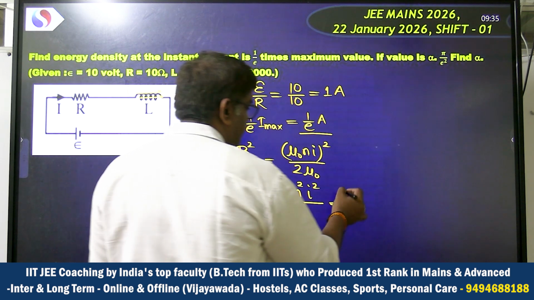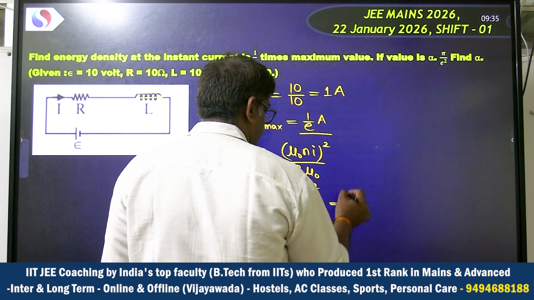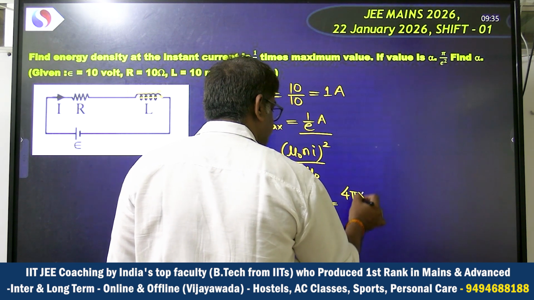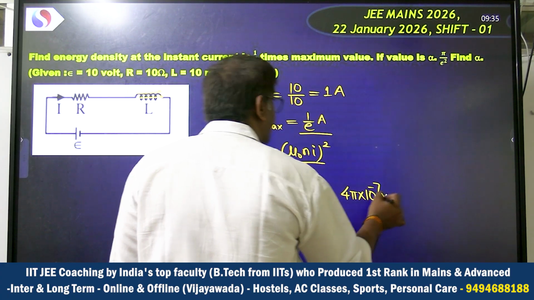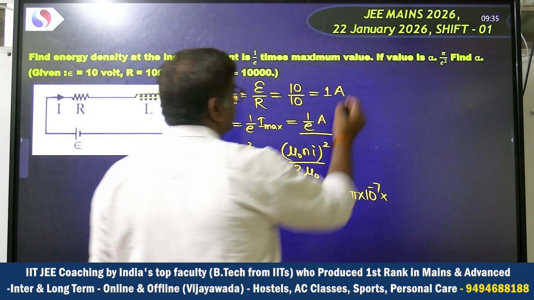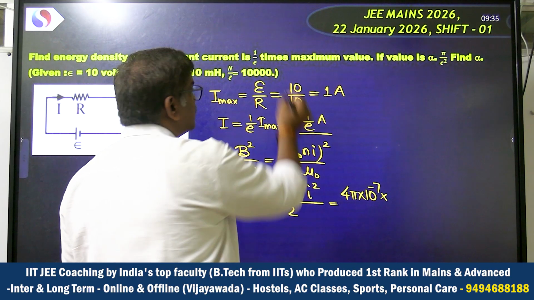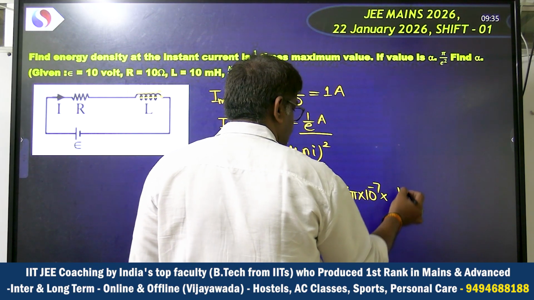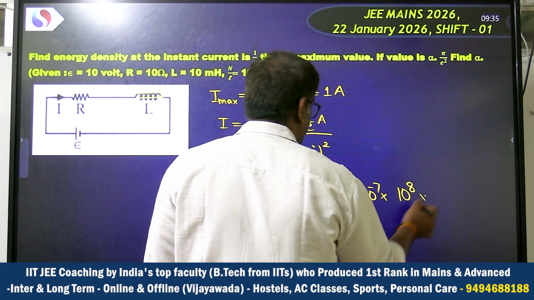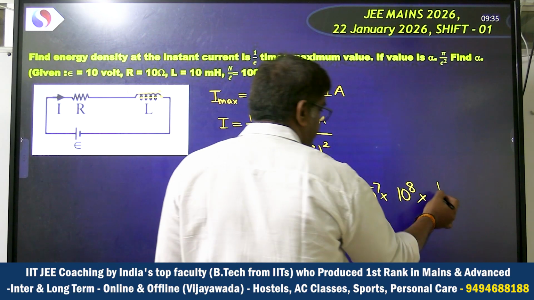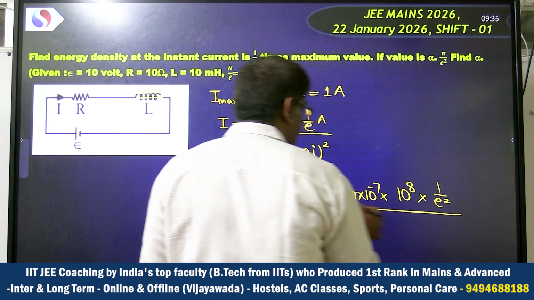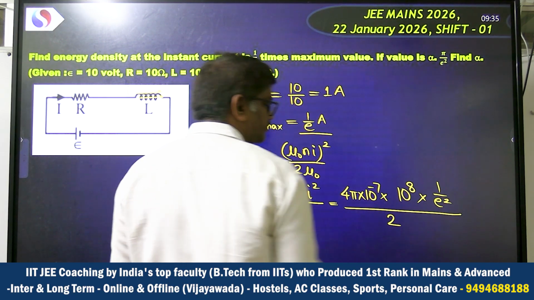So this mu naught value will be 4 pi into 10 to the power minus 7. N is given to you, 10 to the power 4. N is number of turns per unit length, which is given to you 10 to the power 4. So square of it is 10 to the power 8. I will be 1 by E, which is 1 by E square divided by 2.